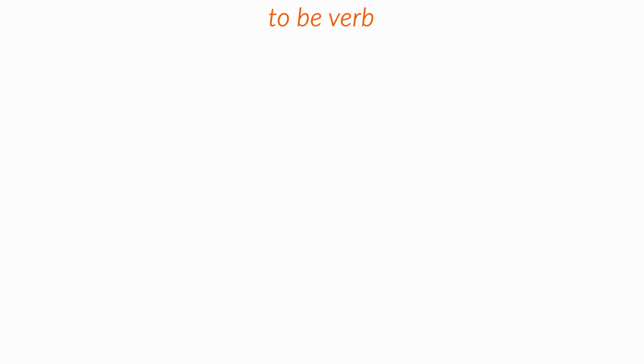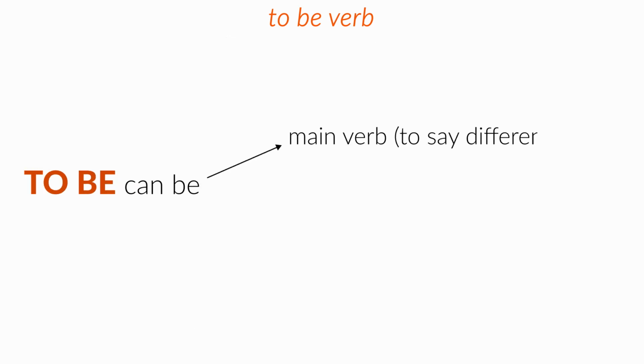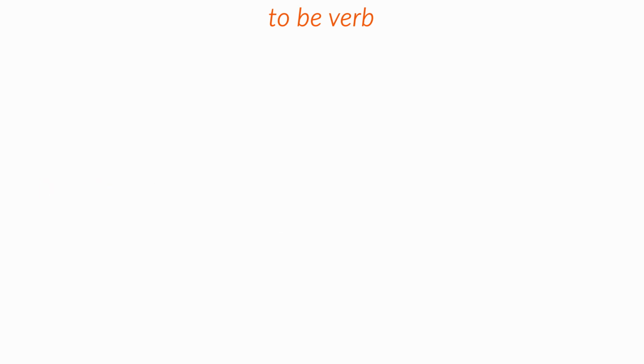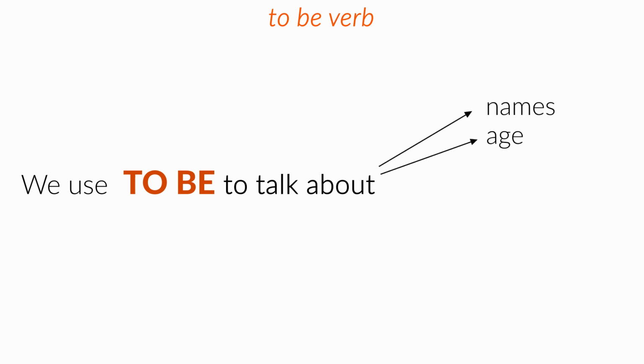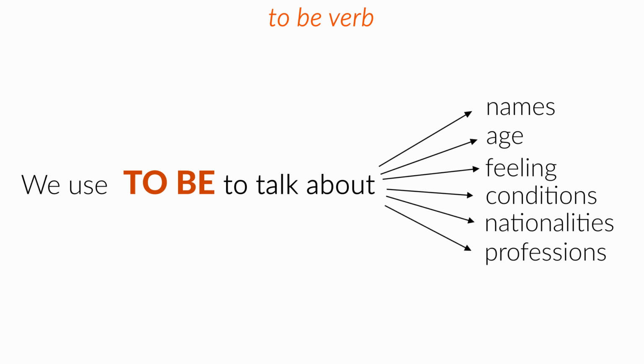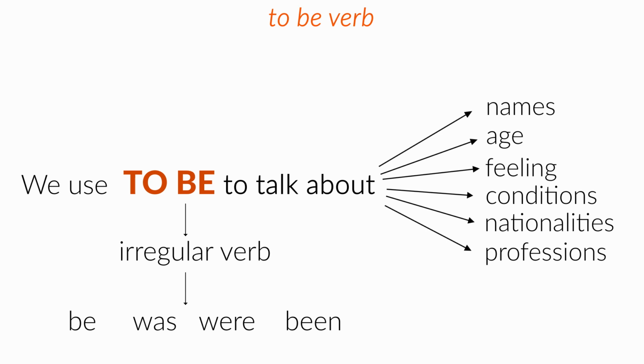In English, the verb to be can be used as the main verb to say different things depending on the context. Besides, it is also used as an auxiliary verb to indicate the continuous aspect of action in English tenses. Nevertheless, the most common use of to be is when we talk about names, ages, feelings, conditions, nationalities, and professions. To add more, the verb to be is an irregular verb. It changes in different ways, not only in time, but also in the subject matter.